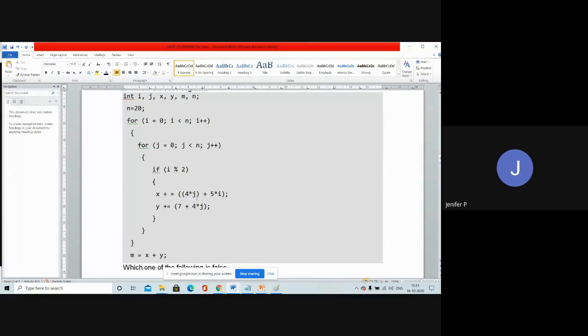So what can we do? Instead of multiplying again, we multiply one time. Just let it be t is equal to 4 into j, right? And instead of calculating 4 into j again, we can directly put what, t.